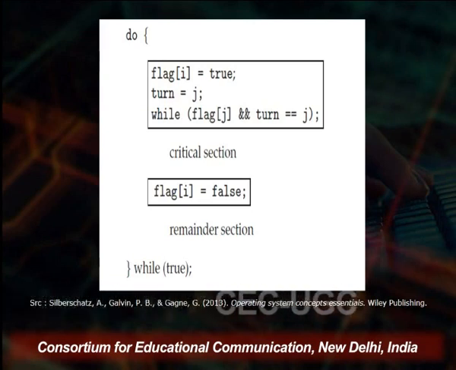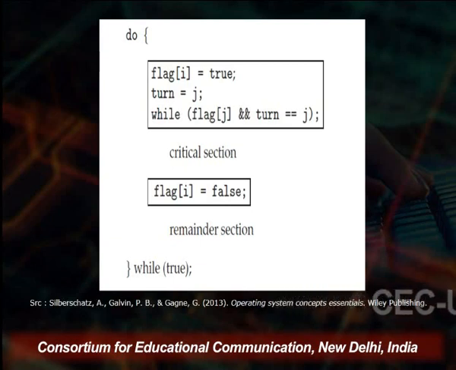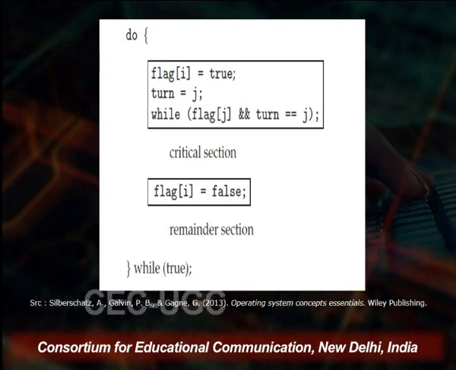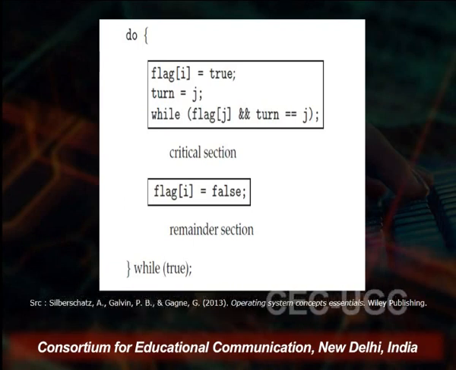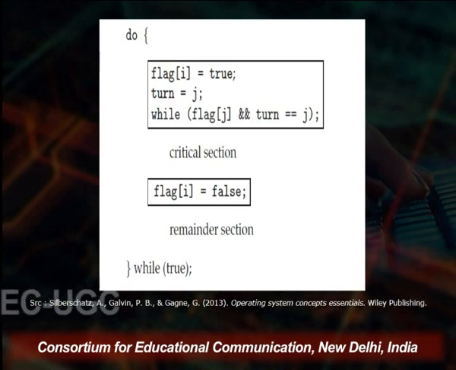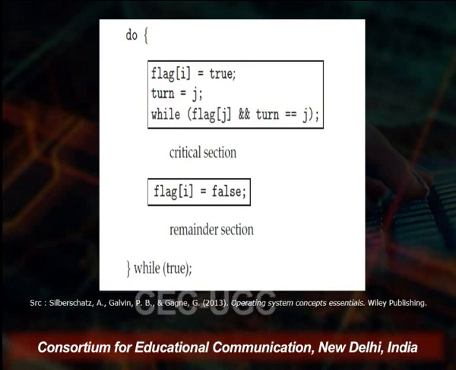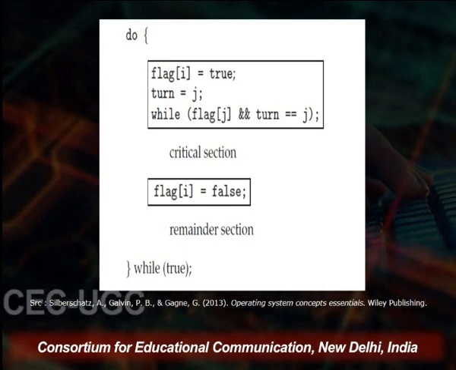So we say that initially the value of flag[i] is true, because it is boolean, so it can have only two values, that is either true or false. So flag[i] is true means that the process Pi is ready to go into its critical section, and the value of turn is given to j. That is, it is process Pj's turn to get into its critical section execution.